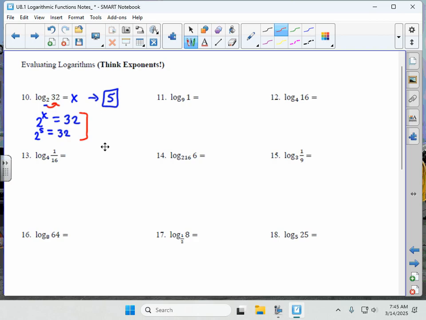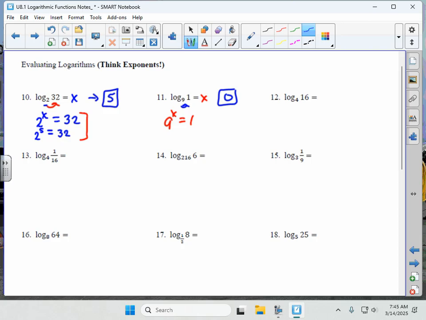All right, so number 11, log base 9, 1. If you set this to x so you can see it, 9 to the x equals 1. 9 to what power is equal to 1? It's 9 to the 0, because anything to the 0 power is 1. So log base 9, 1 is equal to 0.